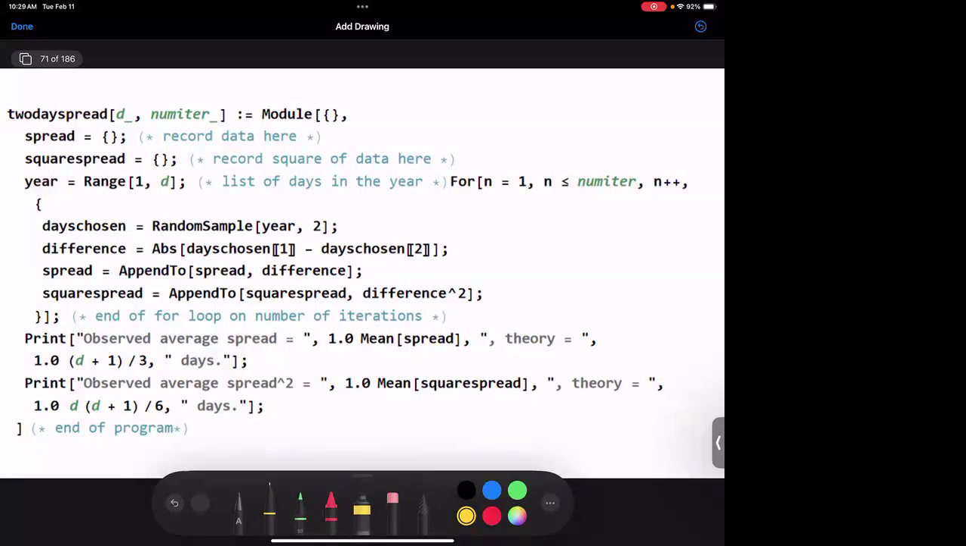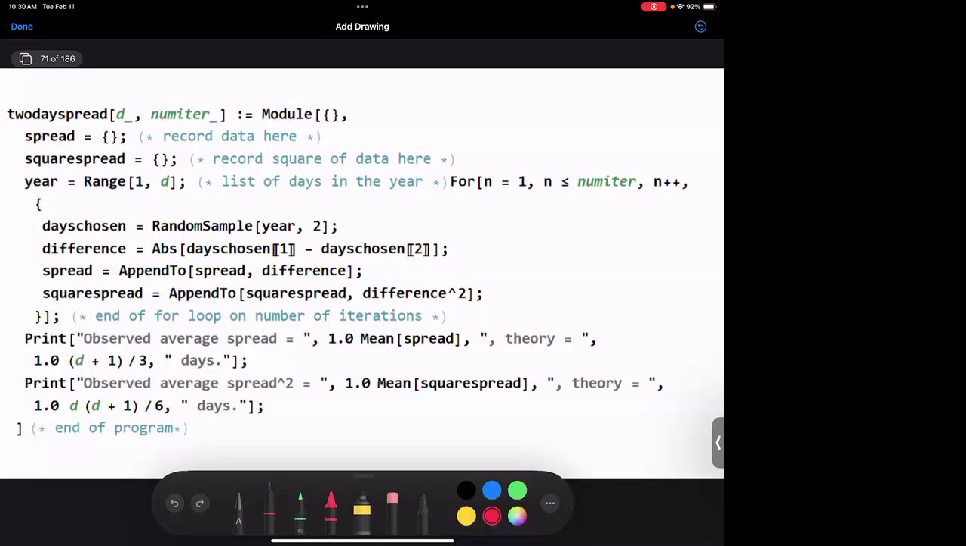One of the things you hopefully notice is the comments. When you are writing code, please include comments so people can follow what you're doing. Mathematica puts the comments in a different color. You start and end a comment with parentheses, star, star, parentheses. And then I'm defining 2 quantities, the spread and the square spread. These are going to be the difference between the 2 days and the square of the difference between the 2 days. And I calculate both.